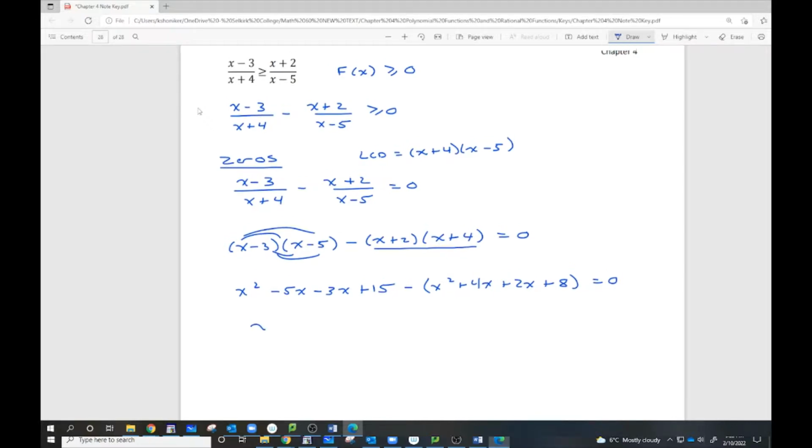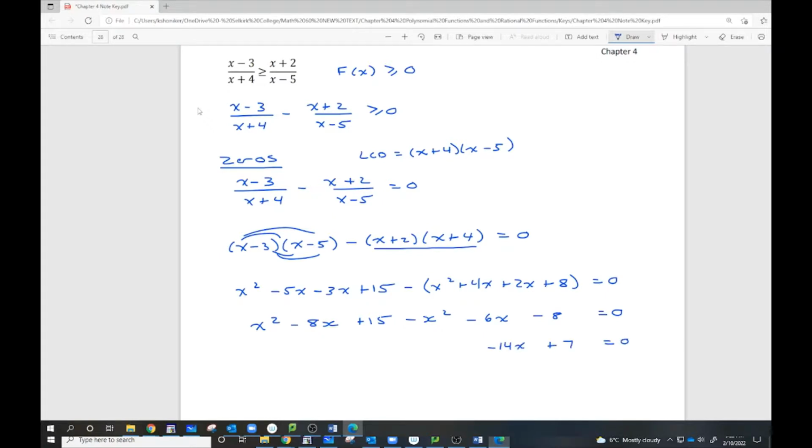So I end up with x squared minus 8x plus 15 minus x squared. Now this is 6x, so I'm going to subtract 6x minus 8. Okay, now I'm going to collect like terms. I've got negative 8x minus 6x is minus 14x. And then 15 minus 8 is 7.